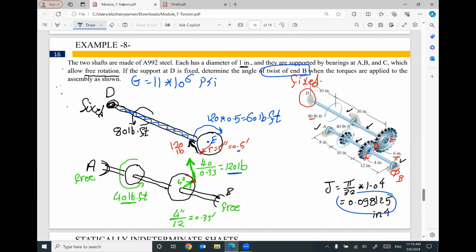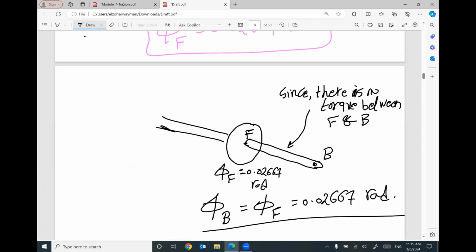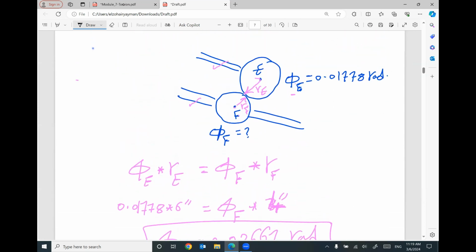Once you get the angle of twist of the shaft at E, I can convert this angle of twist to another angle of twist for the connected gear. How? By this equation: the angle of twist at E times the radius of the gear here equals the angle of twist at F times the radius of this gear. Then I can figure out the angle of twist at F. Since between F and B no torque is applied, I can say the angle of twist at B will be the same as the angle of twist at F.